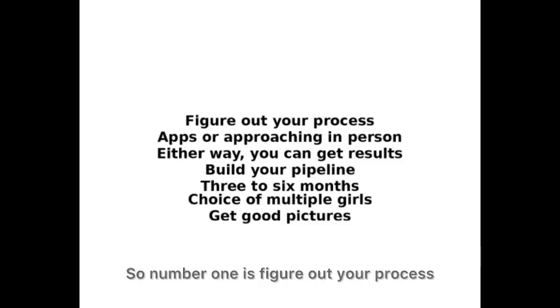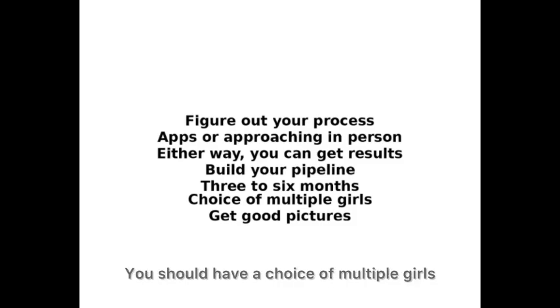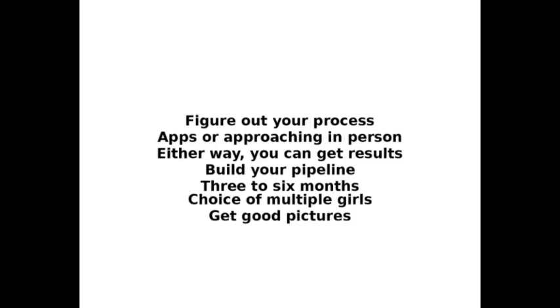So number one is figure out your process on either going on the apps or approaching in person. Either way, you can get results, you can build up your pipeline, and by anywhere from 3 to 6 months, you should have a choice of multiple girls that you could start a relationship with if you wanted to, if you stick to some of these basics.